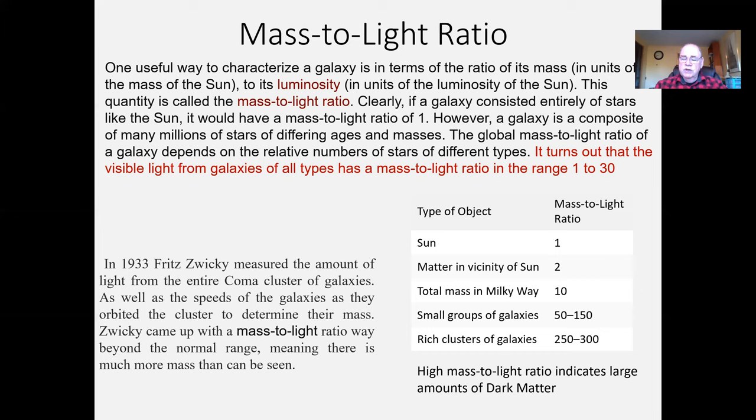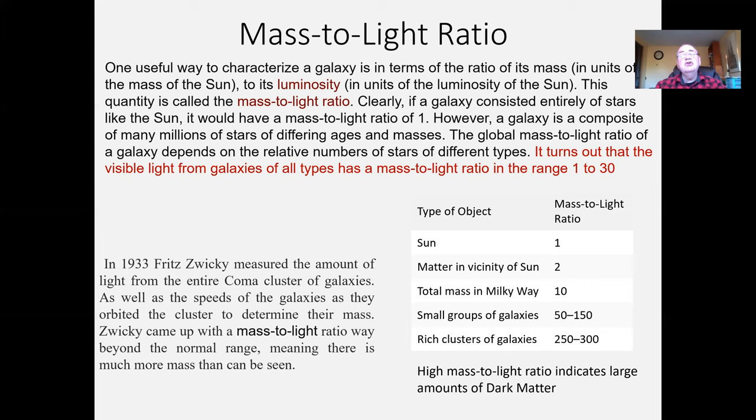But as Zwicky looked at the mass to light ratio of the Coma Cluster, again, he calculated the mass by looking at the speeds of these galaxies, just as we did last week by calculating the mass of the sun, by looking at the speed of one of its satellites, the Earth. He could do the same thing, a bit more complicated, but by looking at the speeds of the galaxies as they rotated in the cluster, he could calculate the mass of the Coma Cluster. And he could calculate, of course, the luminosity of what he saw in his telescope. And he found that the mass to light ratio was way beyond 30. It was over 100. Again, more evidence that clearly there was a lot more mass here than we could see of the things that were giving off light, the stars.